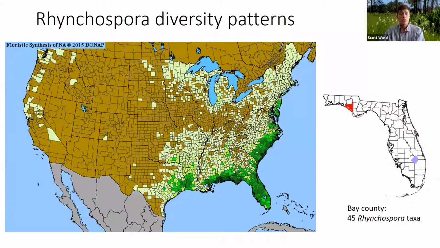The record holder, at least according to the Florida Plant Atlas, is Bay County with 45 taxa. But overall, the Panhandle is a really good spot to be if you're into both Carex and Rhynchospora.